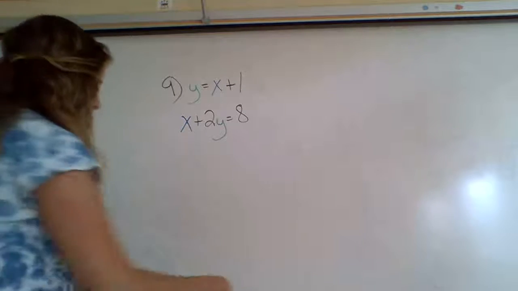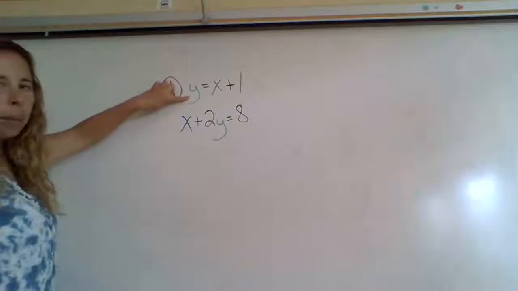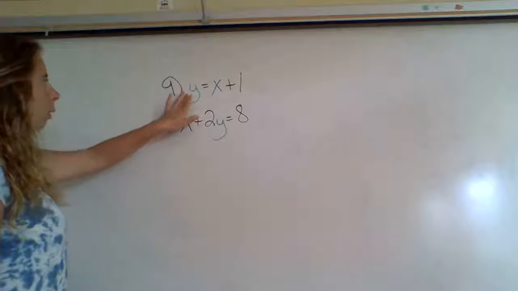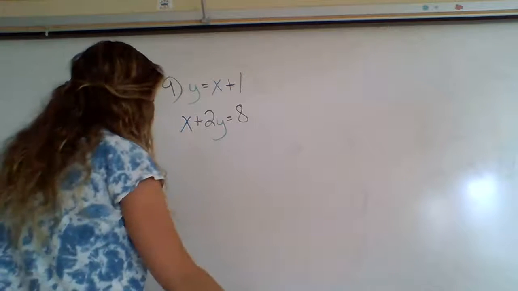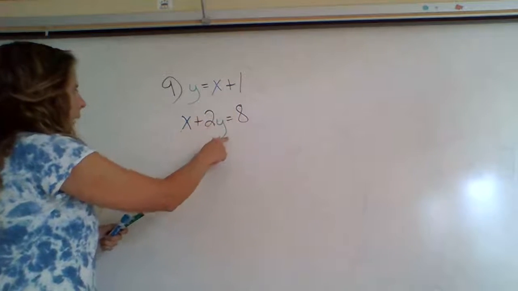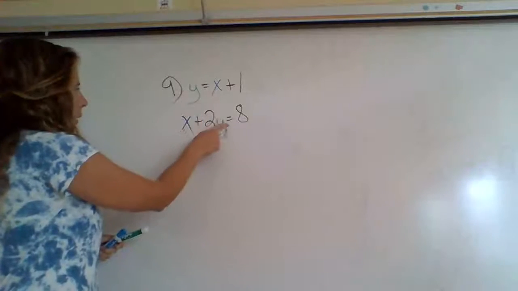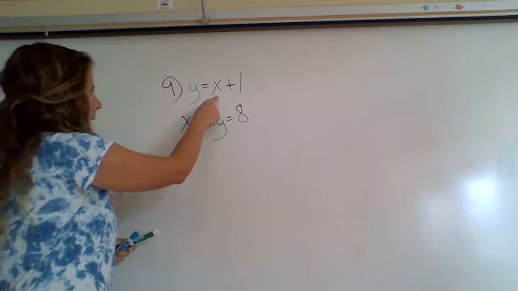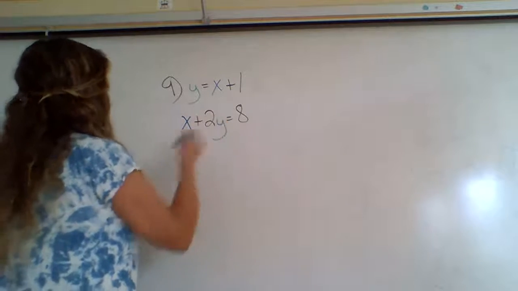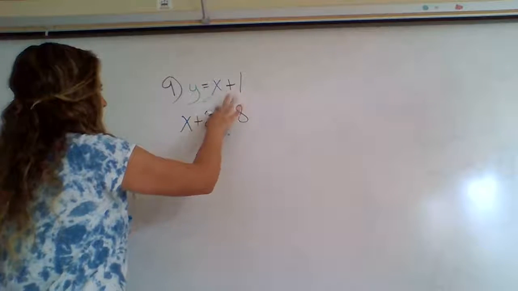They already did this for us. Y is all by himself over here, so they already did step 1 for us. Y is alone on one side. So what that means is we're going to substitute x plus 1 in for y. These y's are the same thing. Y is equal to x plus 1. Therefore, you can substitute it in.